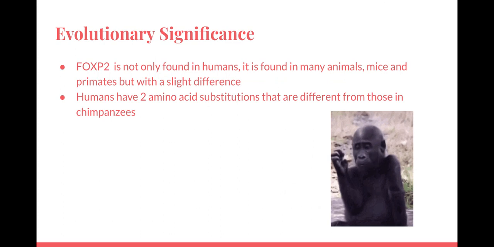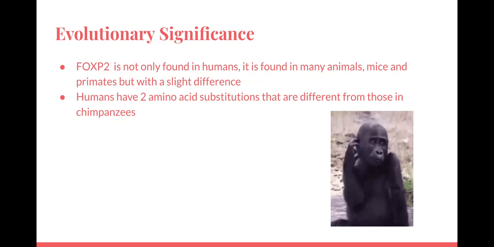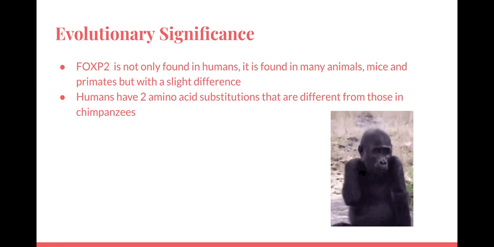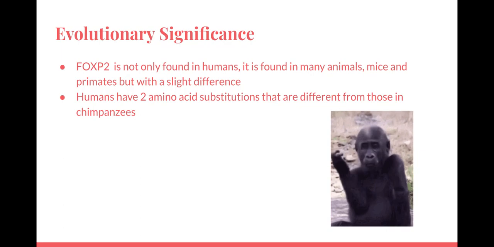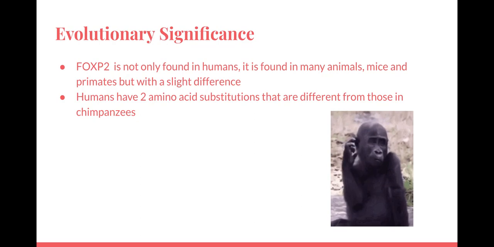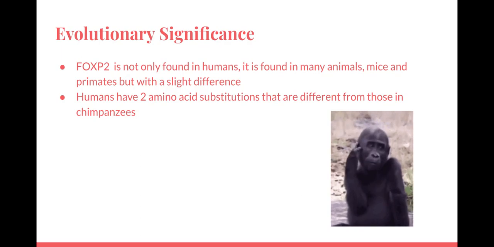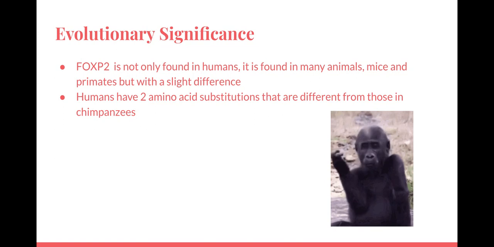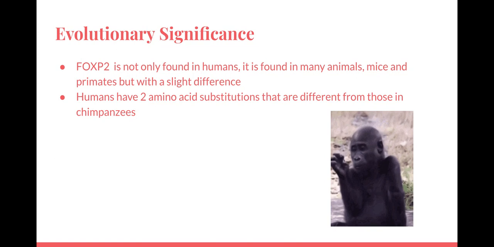Finally, let's talk about the evolutionary significance. Interestingly, FOXP2 is not unique to humans. It's found in many animals, including birds, mice, and primates, but with slight differences. In fact, what makes humans unique is that our version of FOXP2 has 2 amino acid substitutions that are different from those in chimpanzees, our closest relatives. These changes occurred around 200,000 years ago, just as anatomically modern humans were emerging, and they likely contributed to our ability to develop complex speech and language.